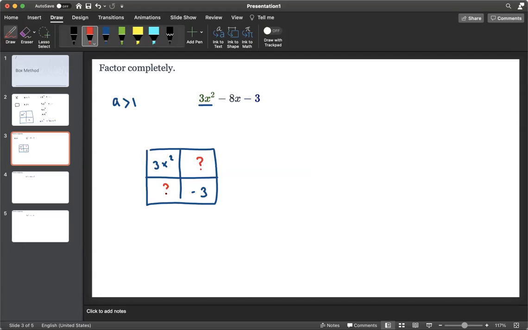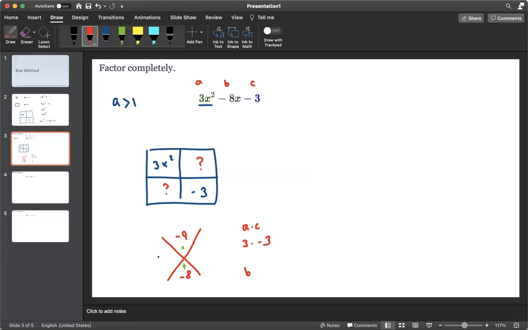Now we look, we have 2 blank spots. Something and something goes there. We do not know what goes there yet. So we are going to have a little help from our X method. Remember, on top, we have a times c. A times c is going to be 3 times -3, which gives us -9. And then I have my b. My b value is going to be -8. So now we're thinking, what 2 numbers multiply to -9 and add to -8?